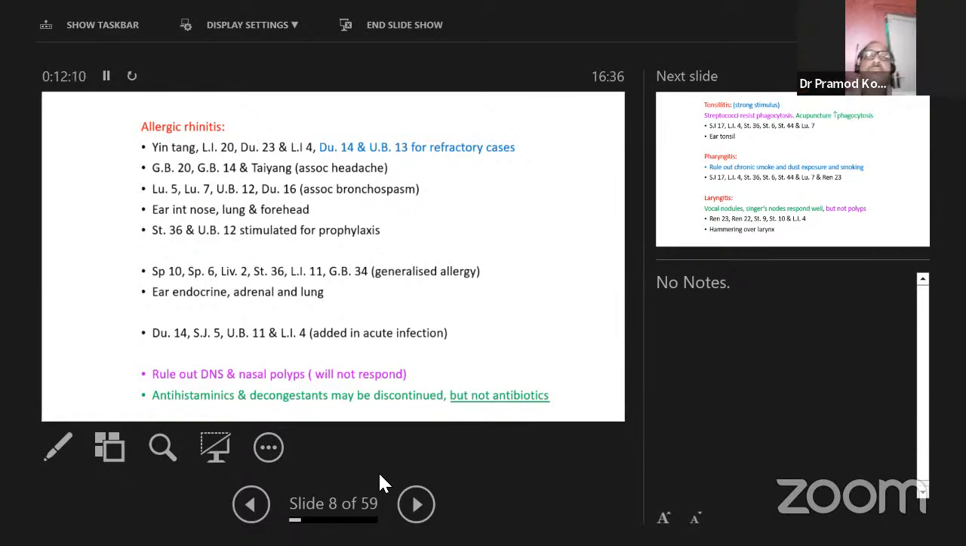In the ear, if you have bronchospasm, obviously you can use the asthma points. You can use the internal nose, lung, and forehead on the ear. Stomach 36 and UB12 for prophylaxis. Now, stomach 36 again is a general tonification point. If you've got a generalized allergy, urticaria, spleen 10, spleen 6, liver 2. Liver 2 is, where does the liver channel start from?